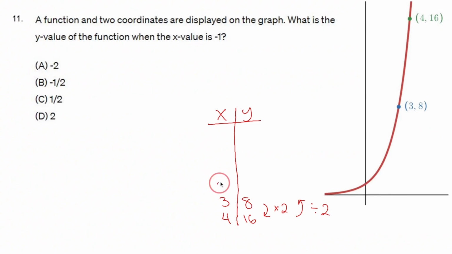Makes sense. So you would be 2, 4, because 8 divided by 2 is 4. 1, 2, because 4 divided by 2 is 2. 0, 1, because 2 divided by 2 is 1. And here we are, -1. 1 divided by 2 is 1/2.